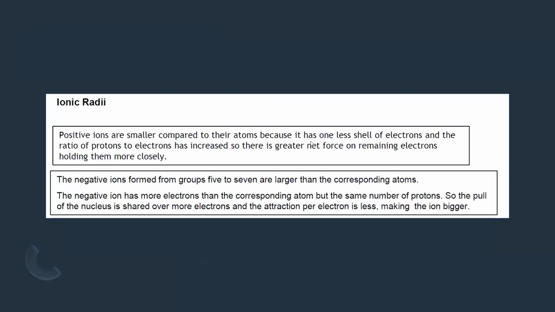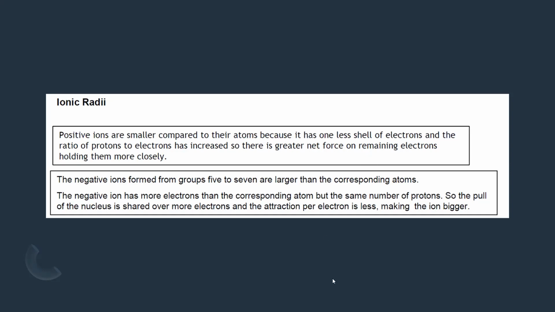And when these ions in a gaseous state come close to each other to form a compound, we call that the lattice energy. For the ionic radii, positive ions have a smaller radius as compared to the atom because it has one less shell of electrons, and the ratio of protons to electrons increases, so there is a greater net force on each electron. That's why the size decreases.